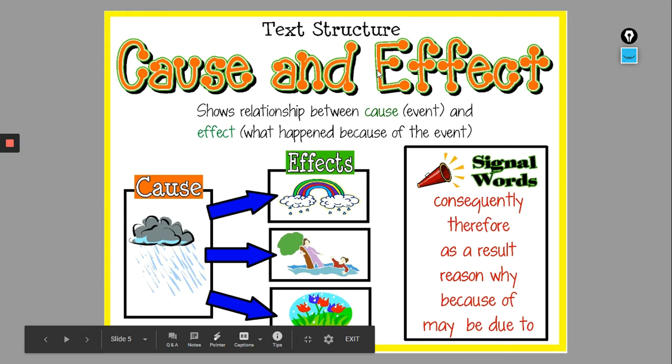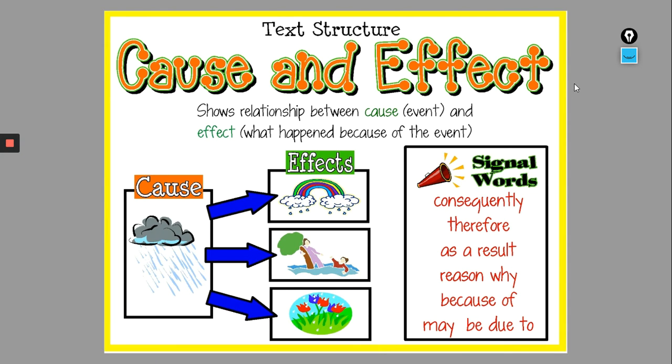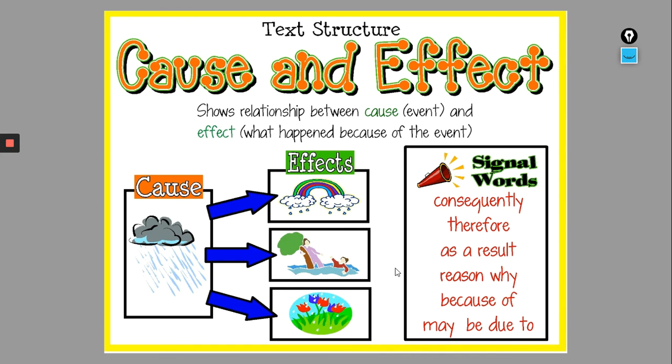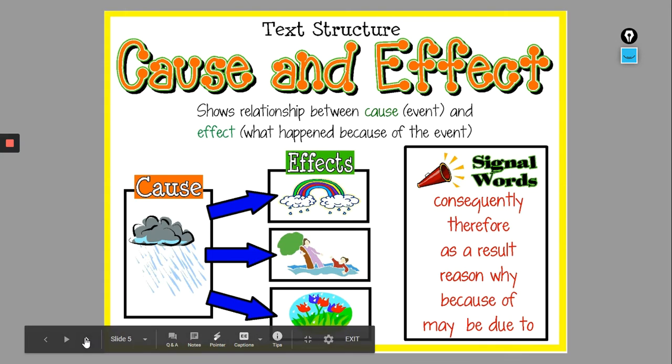So as a reader, we can identify text structure as cause and effect because the author really uses these types of words: consequently, therefore, as a result, this is the reason why, because of, right? Look at that word. Cause is actually in because of, and maybe due to. And another great way we can understand that is asking that why question. Why is this happening? What is happening, right? Those why and what questions are actually going to help you identify cause and effect pretty easily.